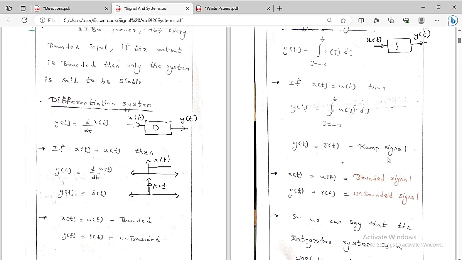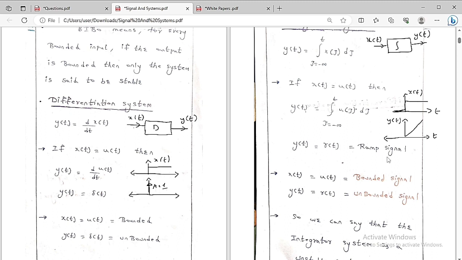Let me draw the graph here. The input x of t is like this, so this is the bounded input, which is nothing but u of t. But if you draw the output graph, you are going to get it like this.